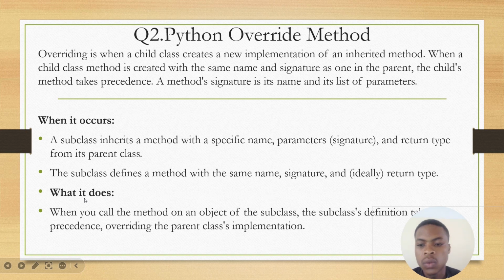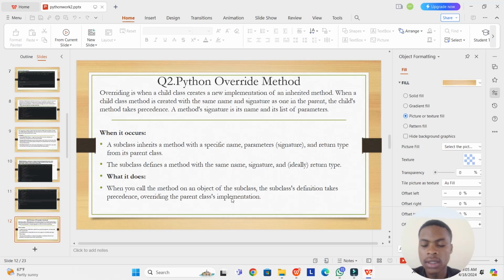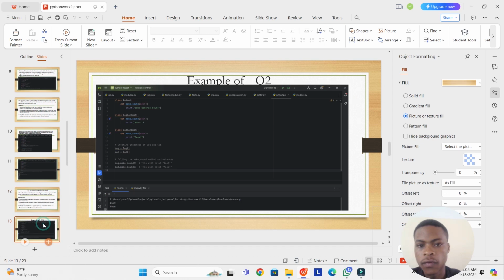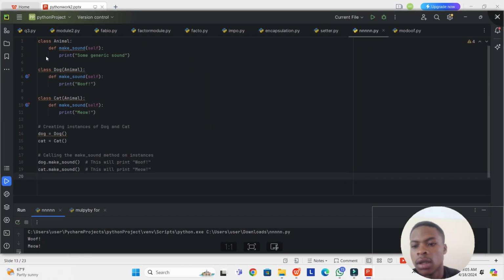When you call a method on an object of the subclass, it uses the subclass's definition instead of the parent's. This is the procedure of overriding. Here is an example of Python overriding.